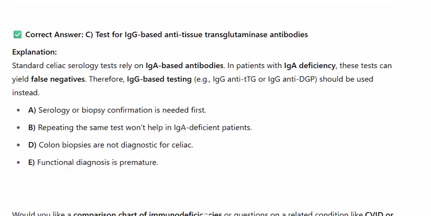Explanation: Standard celiac serology tests rely on IgA-based antibodies. In patients with IgA deficiency, these tests can yield false negatives. Therefore, IgG-based testing, e.g. IgG anti-TTG or IgG anti-DGP, should be used instead. Serology or biopsy confirmation is needed first. B. Repeating the same test won't help in IgA-deficient patients. D. Colon biopsies are not diagnostic for celiac. E. Functional diagnosis is premature. Would you like a comparison chart of immunodeficiencies?